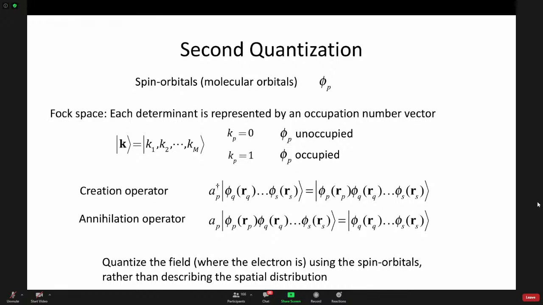And we introduced two new operators. The creation operator creates an orbital like this, and the annihilation operator removes this orbital. By introducing these two operators, we can construct the Hamiltonian in a second quantized form.